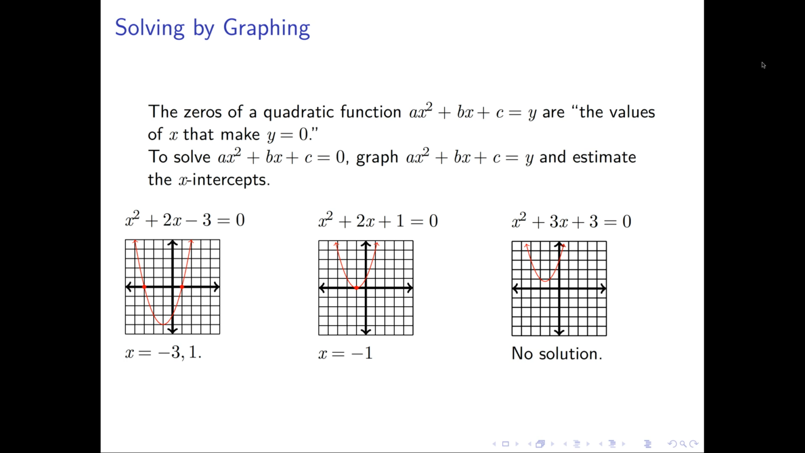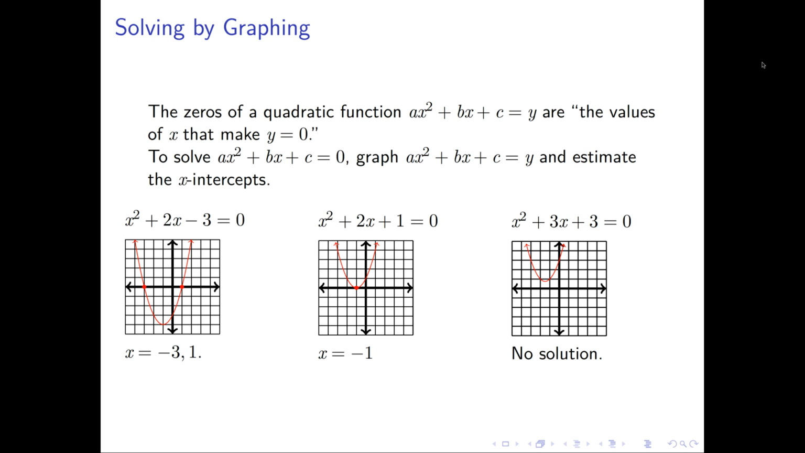First, solving by graphing. The zeros of a quadratic function, ax squared plus bx plus c equals y, are the values of x that make y equal to 0. That probably sounds familiar because that's exactly the definition of the x-intercepts. The x-intercepts are the values of x that make y equal to 0. So to solve the quadratic equation ax squared plus bx plus c equals 0, or to find the roots or the zeros of the quadratic function, we graph the quadratic function and then estimate what the x-intercepts are.